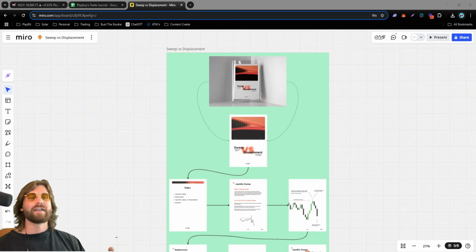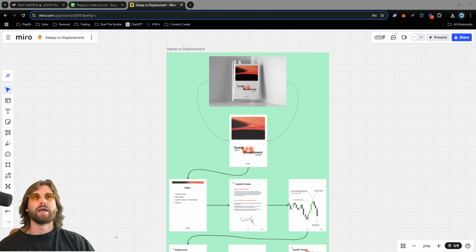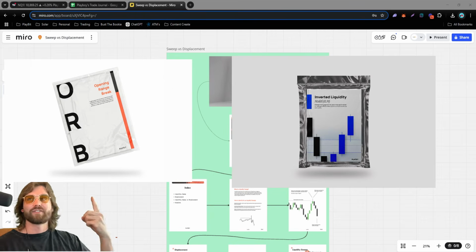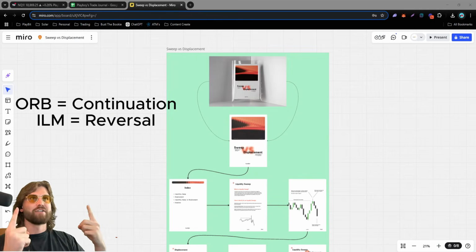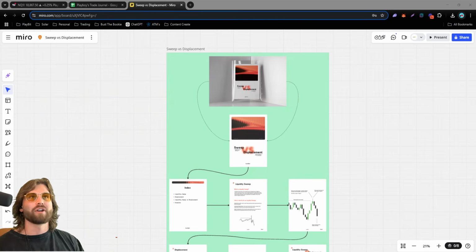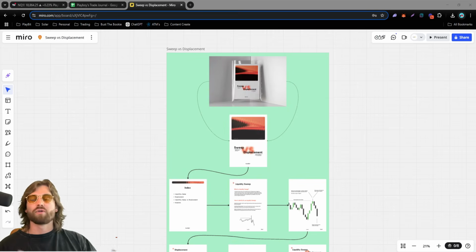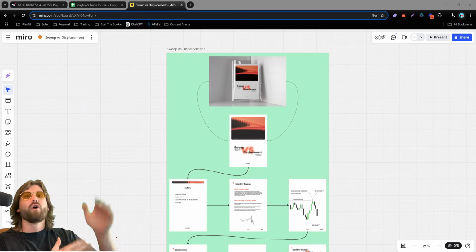As you know, I have two main trading models in my main toolbox, which is an ORB and an ILM. ORB takes advantage of continuation, ILM takes advantage of reversals. At all times during the market, there's one of two things happening. Price is continuing or price is reversing. It doesn't matter if you're in a ranging or an expansive market. One of those things is happening. And the idea of sweeping or displacing a certain level goes hand in hand with understanding which of those models you'll use or if price is willing to continue or reverse.